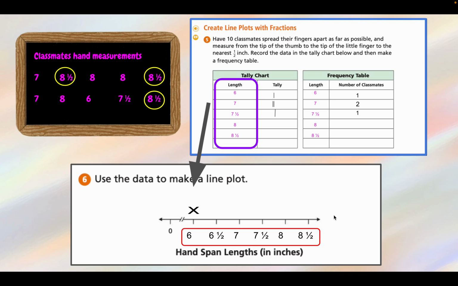All right, the next information I have is 7. So I'm going to put 2 X's on the 7. And then you're going to keep going. So you're going to complete and put your X's or your dots in for the rest of the information in your tally chart or your frequency table. You can use either one. So keep stacking those on the correct numbers.